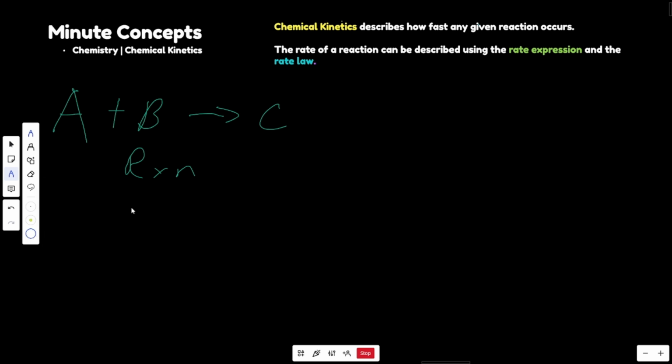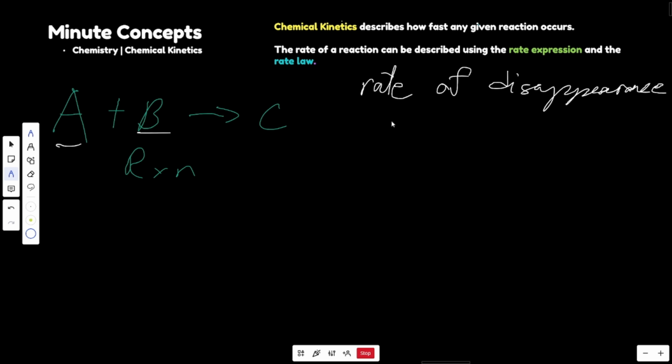So, one is the rate expression, which is given to describe the rate of appearance and disappearance of both the products and the reactants. Now, what does that mean? Rate of disappearance and rate of appearance. Now, rate of disappearance is obviously going to describe what's used up in a reaction. Now, that's going to be A and B. So, this is for reactants.